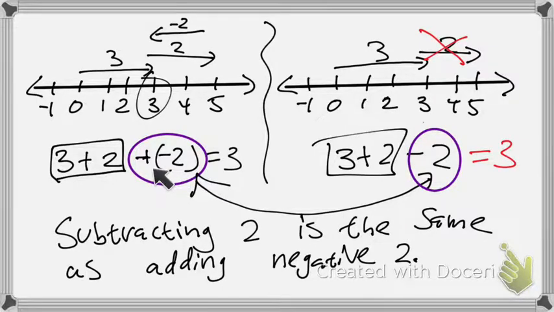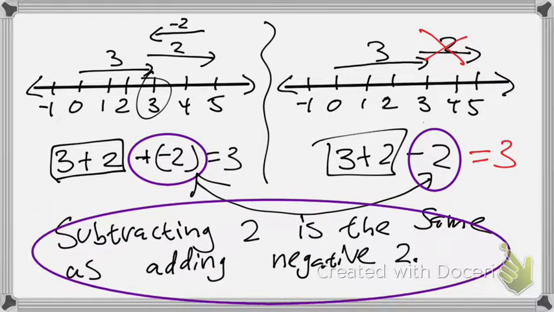It's kind of like if you owed your friend $2, right? That's a debt. That's -2. Or if you spent $2 or you lost $2, that's taking away 2. It's the same thing. Getting a debt of 2 is the same as losing $2. And so here, this works for any number. Subtracting any number is the same as adding the negative version of it.